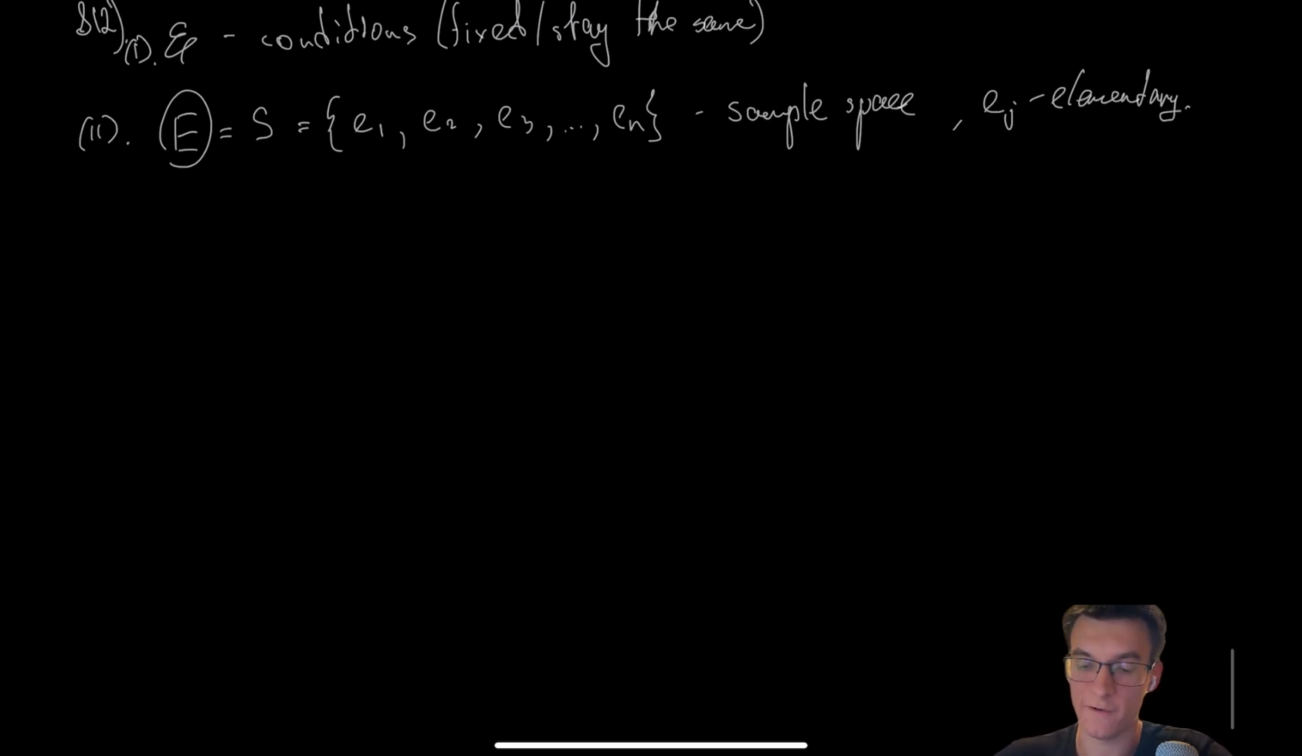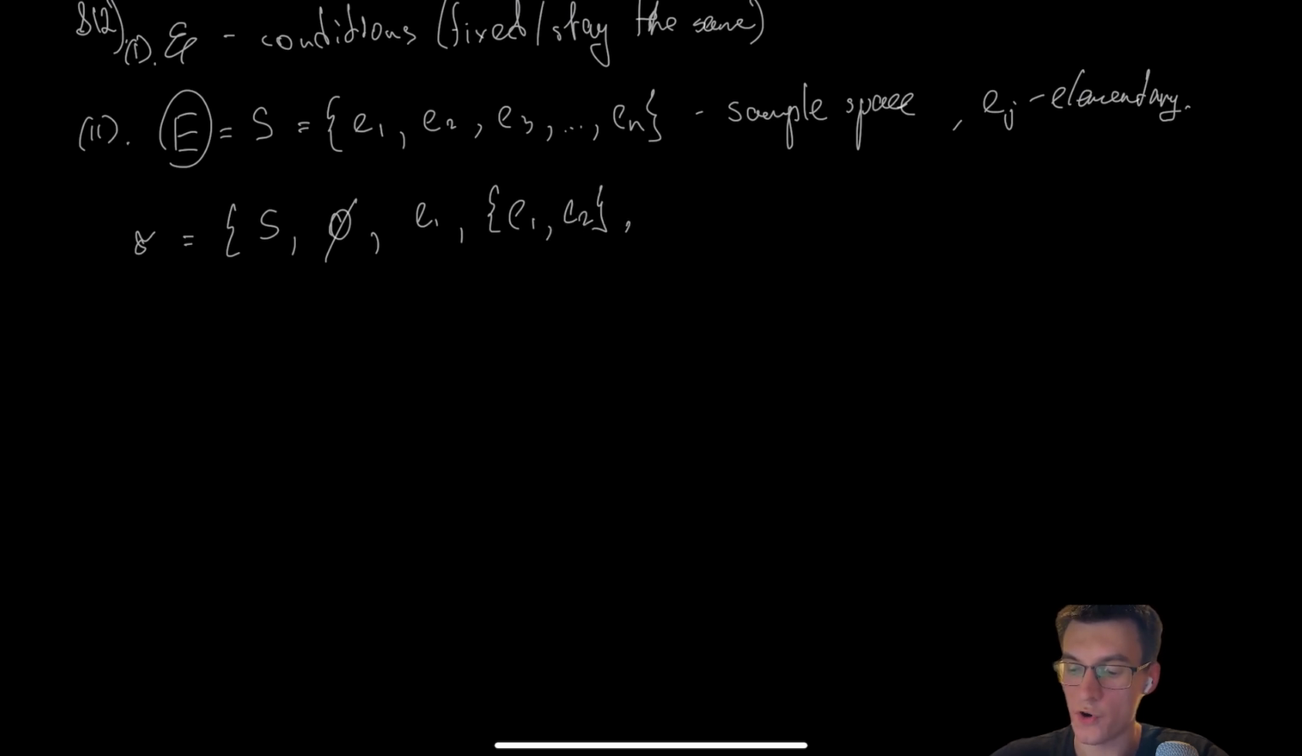And let's say we have some kind of sigma. Sigma is a system, or set, of all possible subsets of S. So sigma is all possible subsets of the sample space S. It could be S itself, it could be the empty set, it can be E1, it can be the set consisting of E1 and E2, or E1, E2, E3, and so on. There are lots of subsets.